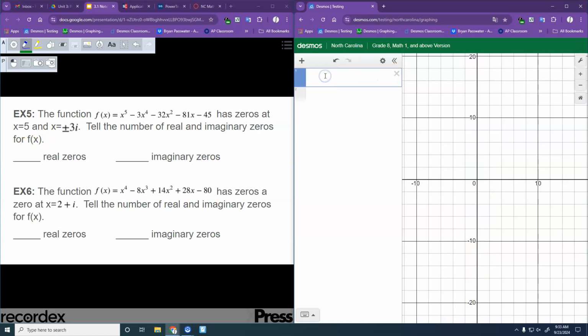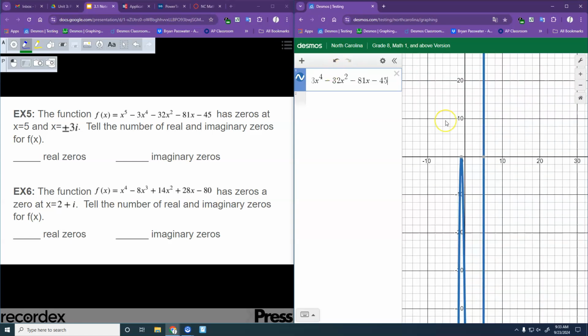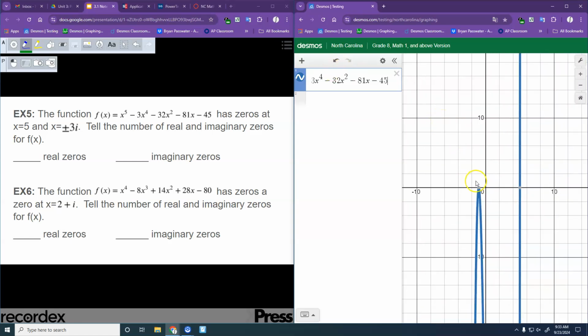So let's graph. First of all, what degree do we have? 5. Yes, 5. All right. Okay, so how many zeros do we see on this graph? I see 2. There's got to be a total, though, of 5, right? That has to be a total of 5.